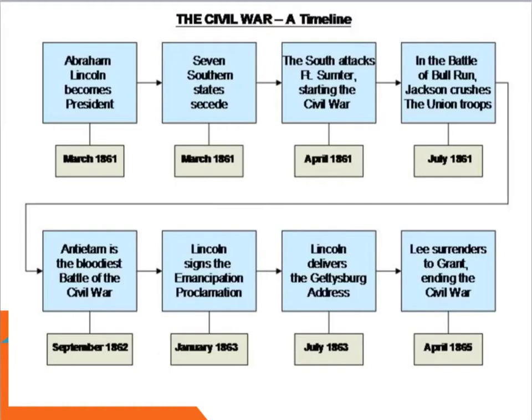We then move to 1862 in September, where we have the bloodiest battle of the Civil War. In 1863, January, Lincoln signs the Emancipation Proclamation, freeing the slaves. Later in July of '63, Lincoln delivers the Gettysburg Address. And then in April of '65, finally, General Lee surrenders to General Grant of the North, ending the Civil War.